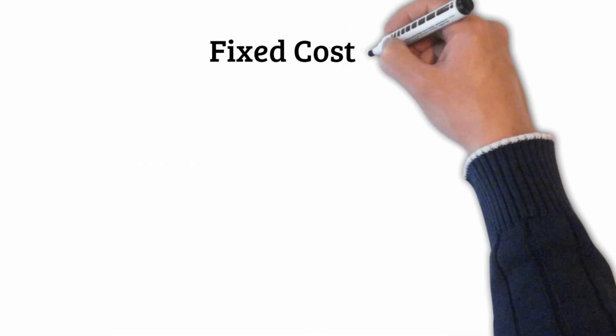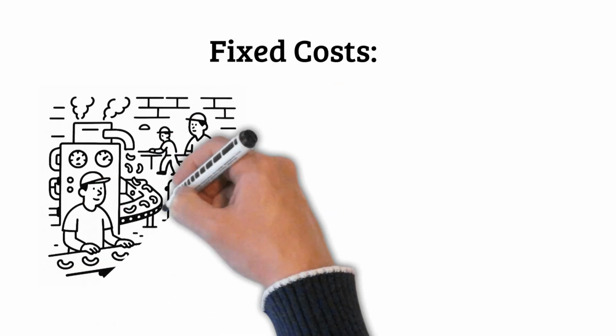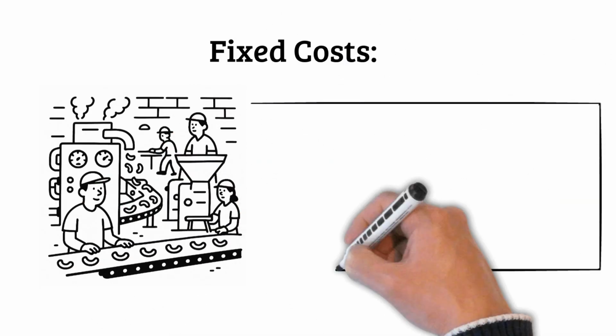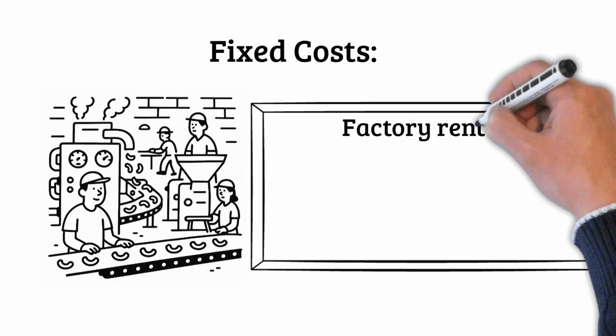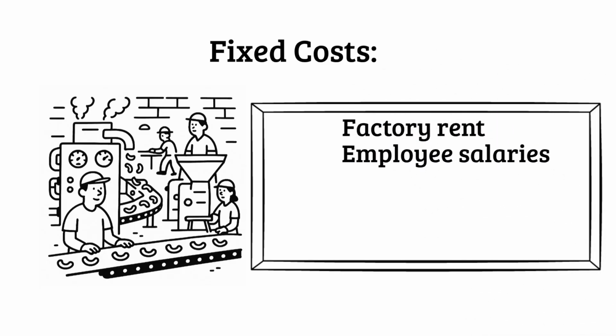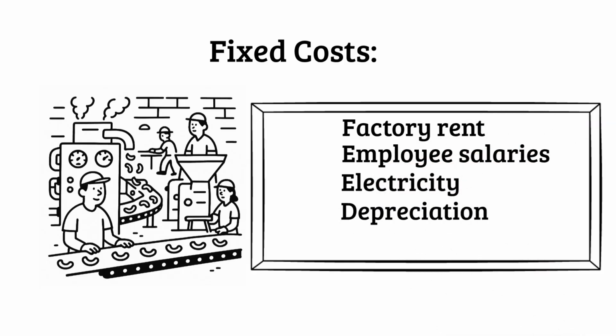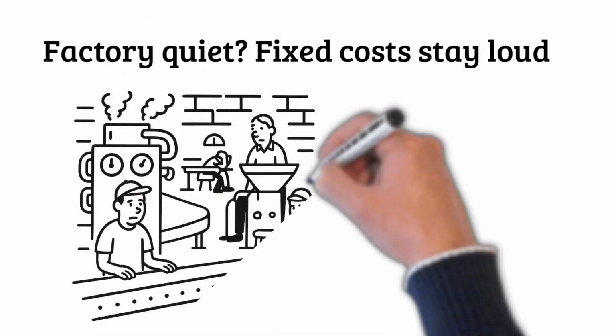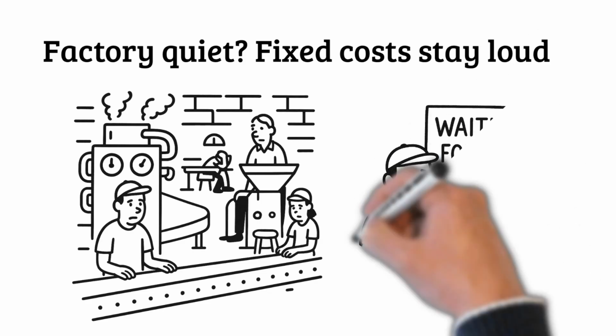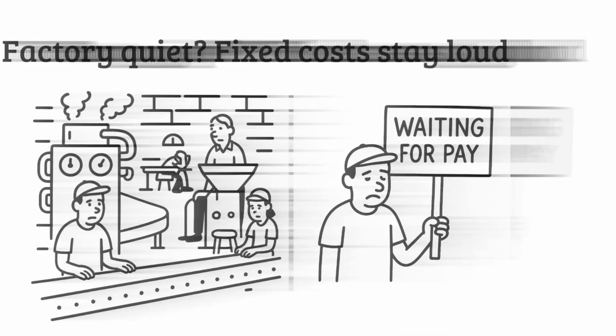Fixed costs are expenses that stay the same, no matter how much pasta you produce. Make 1,000 tons or zero, you still pay them. These include factory rent, salaries, electricity, equipment depreciation, and security. Even if nothing gets made today, you still pay your staff, keep the lights on, and guard the gate. That's the nature of fixed costs.